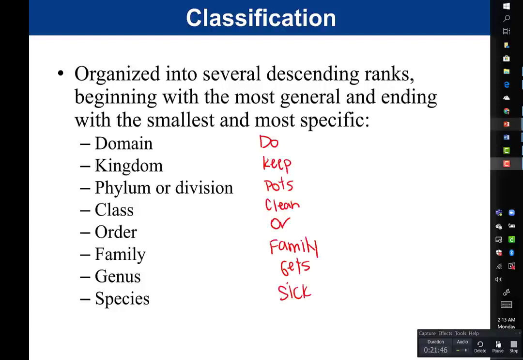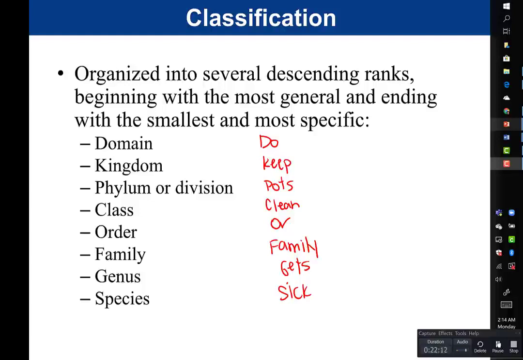And so the way that I remember our classification scheme is that I think of this sentence. And the sentence that I remember to help me keep this in order is I remember, do keep pots clean or family gets sick. So notice that the first letter corresponds to the classification. The do is for domain. Keep is for kingdom. Pots is for phylum, etc.